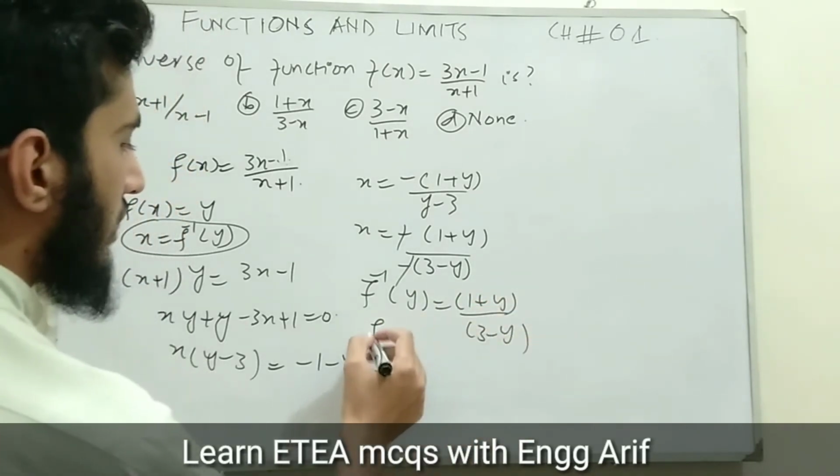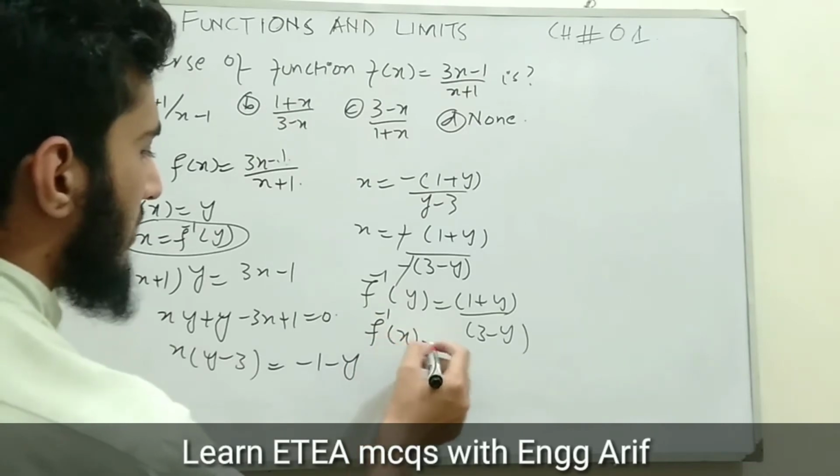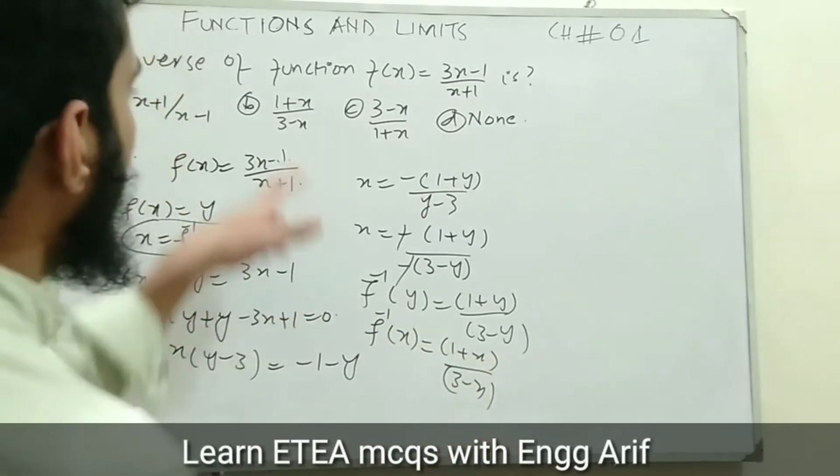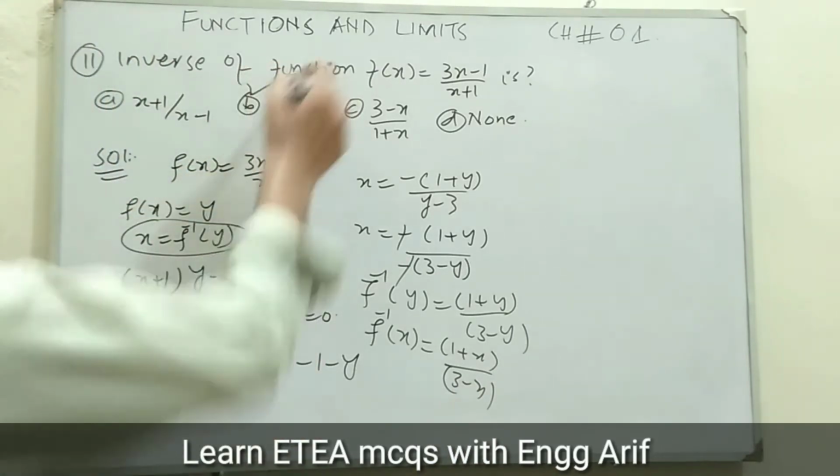Now replace y with x to find the inverse. So f inverse of x is equal to (1 plus x) divided by (3 minus x). So our answer will be (1 plus x) over (3 minus x). So the correct option is option number B.